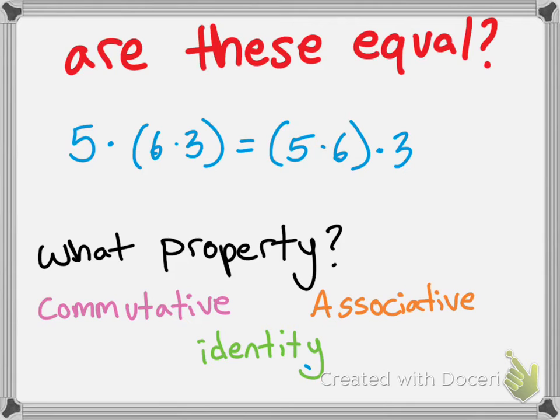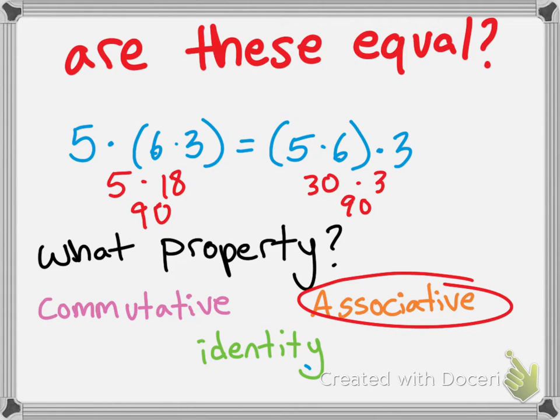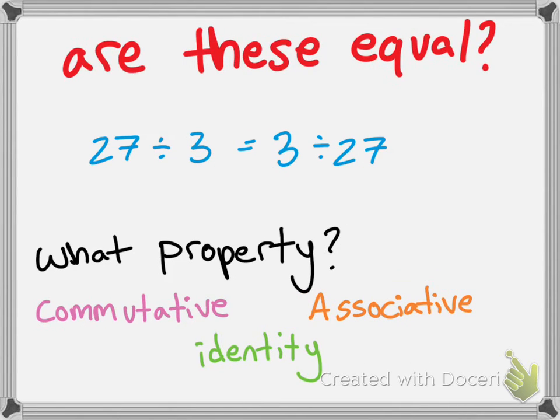What about this one? Are these ones the same? Perfect. A lot of people wrote yes. Let's do PEMDAS. 6 times 3, that's 18. 18 times 5, because I don't want to waste our time, gives me 90. Here, 5 times 6 is 30. Times 3 is also 90. Yes, they are the same. It is the associative property. It is the associative because I just regrouped it.